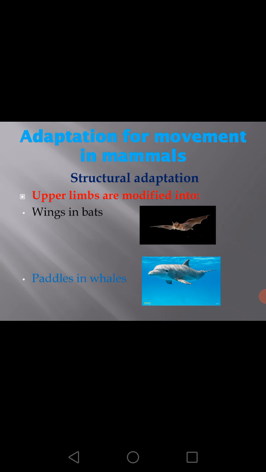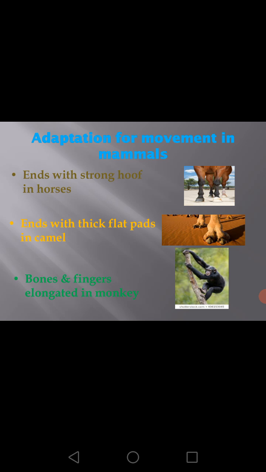Now, let's come to examples of adaptation for movement in mammals. In all mammals, the upper limbs differ from one mammal to another. As in the case of the bat, the limbs are modified into wings. Why? In order to do the function of flying. In whales, they are modified into paddles to be able to swim and dive underwater.